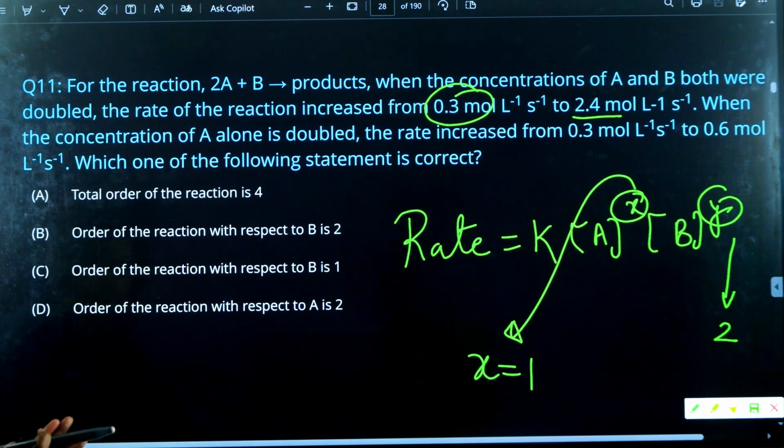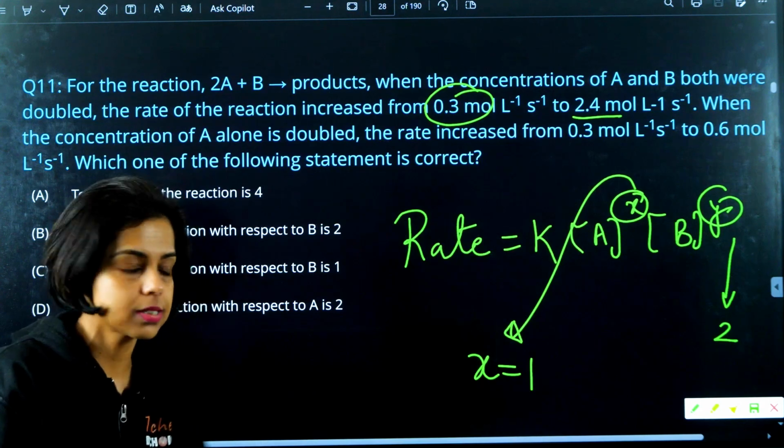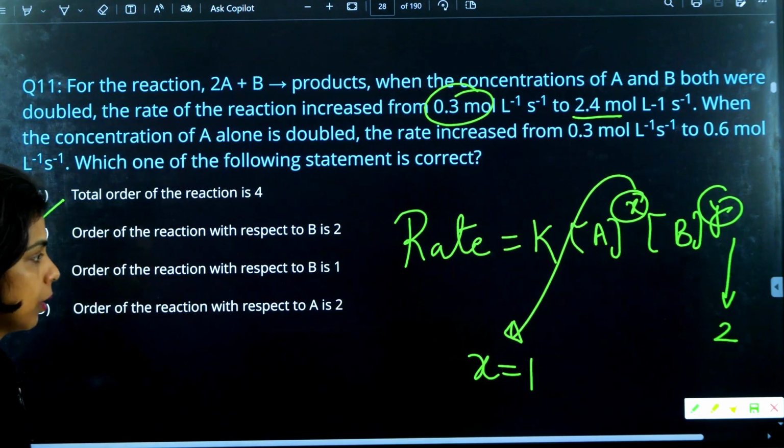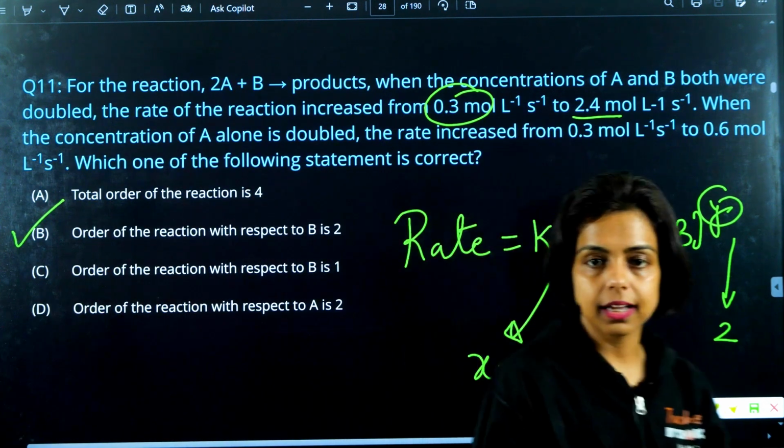So let's check what should be the option. The total order of the reaction is 4? No, it is 3. 1 plus 2. The overall order is 3. The order of reaction with respect to B is 2. Yes, it is 2. And with respect to A, it is 1. So this is the correct option. B is the correct option.